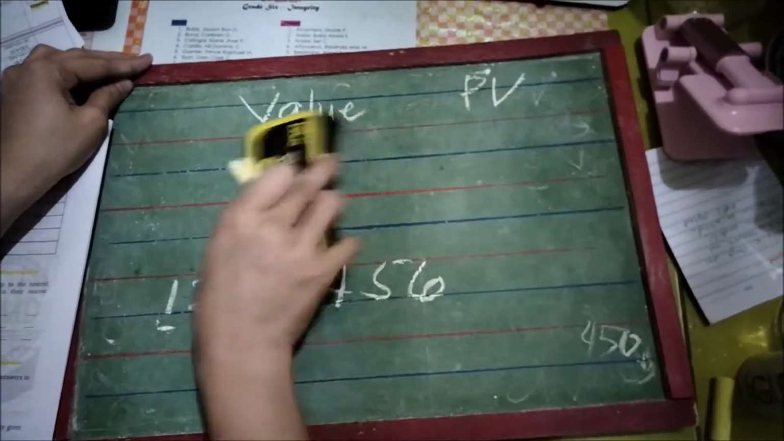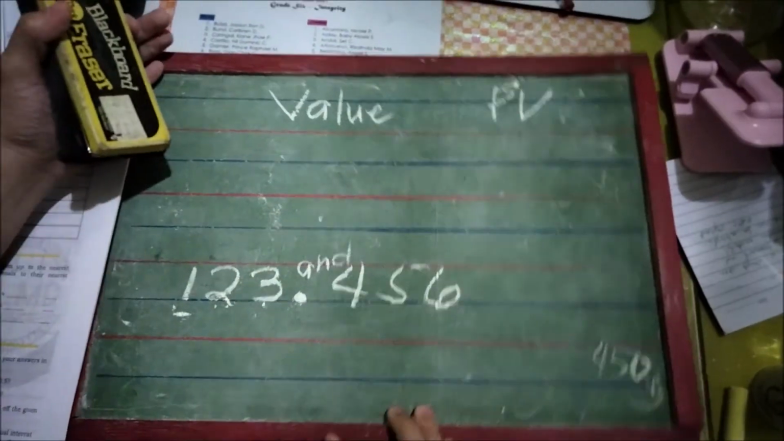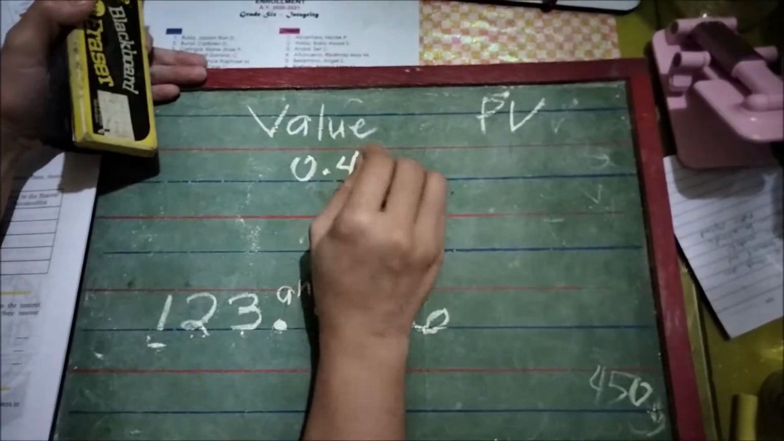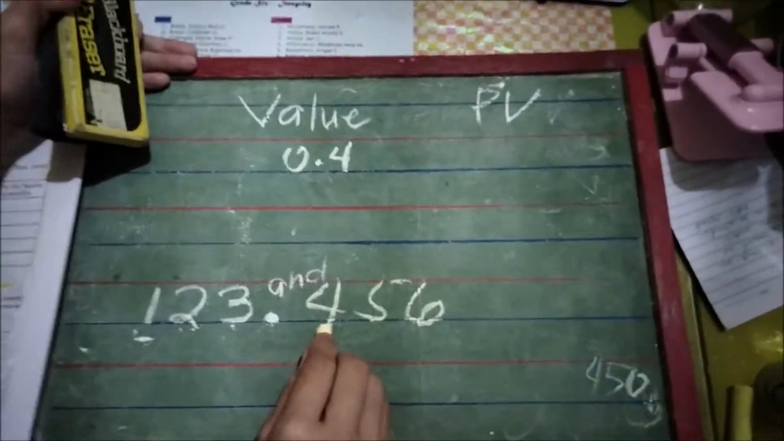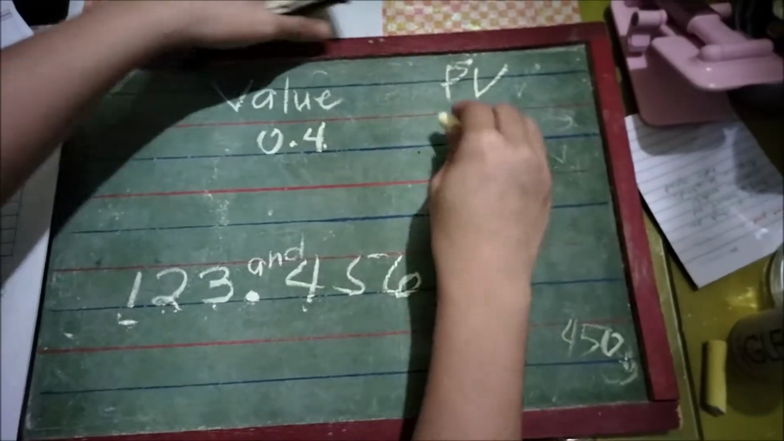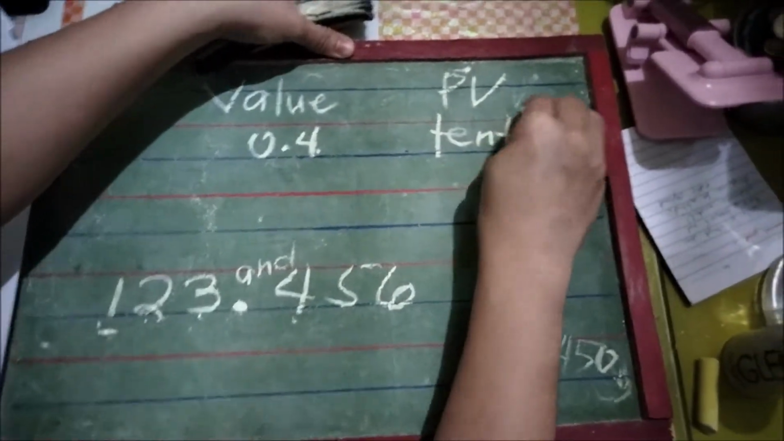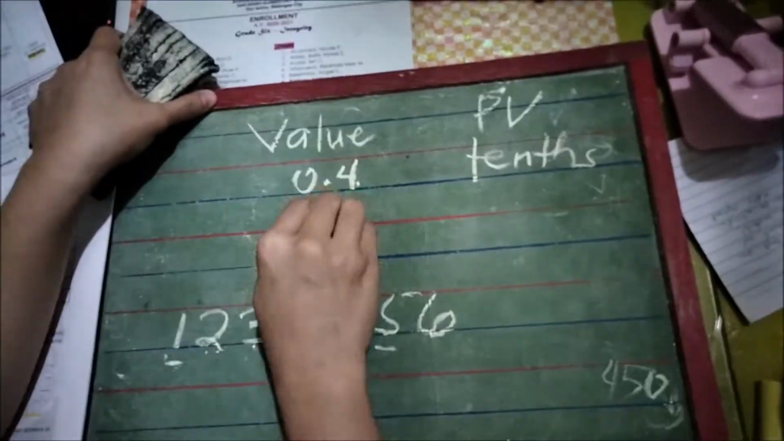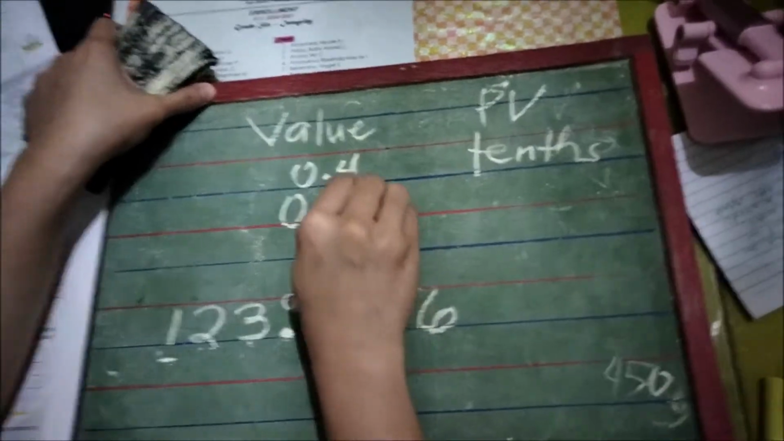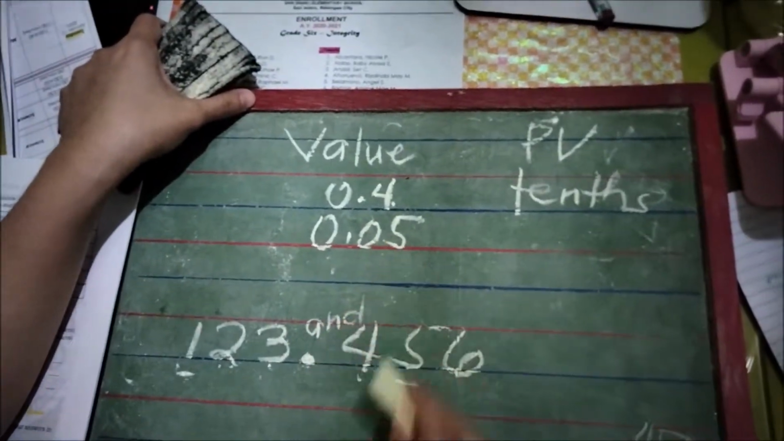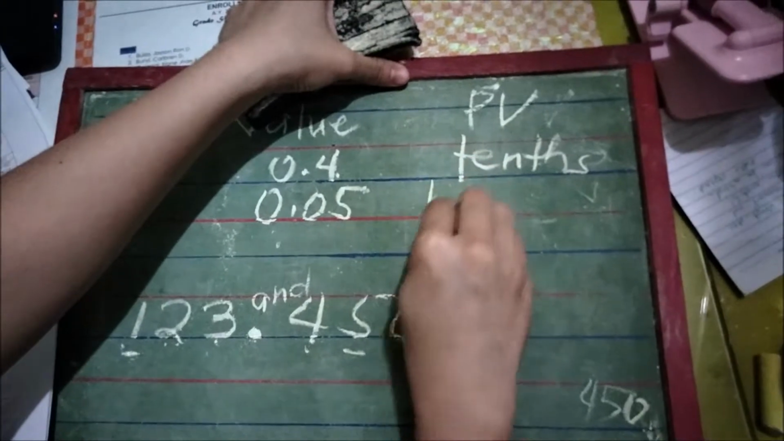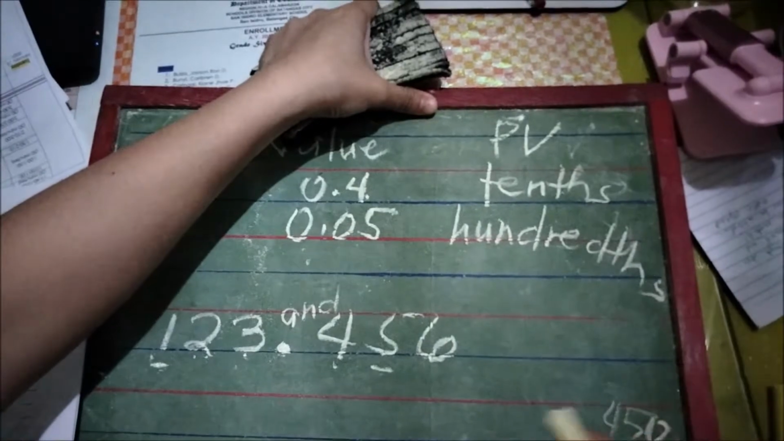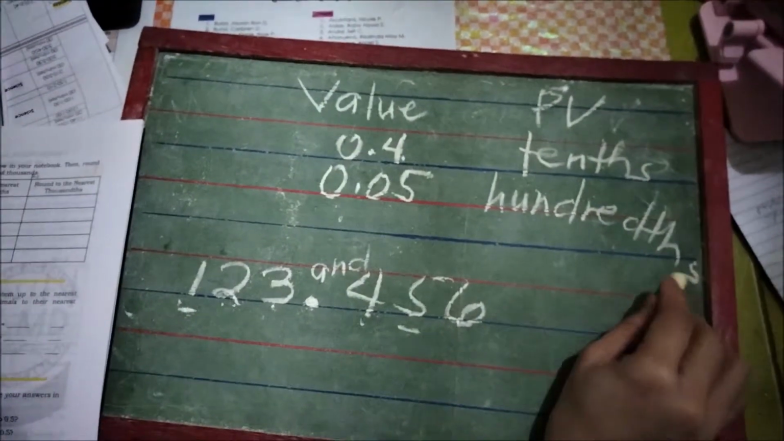Now let's proceed with our decimal part. The value of 4 is 4 tenths, and the place value is tenths. The value of 5 is 5 hundredths, and the place value is hundredths. Be sure to double check your spelling.